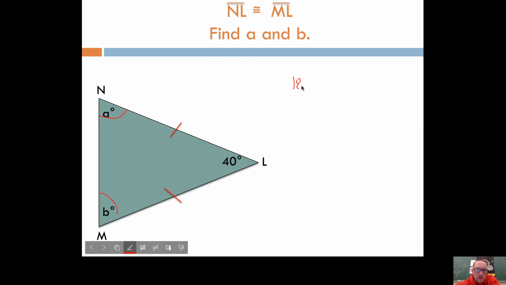So if you have 180 degrees total and your vertex angle is 40 degrees, that leaves you with 140 degrees. And both of these are the same. So you take that 140 and you split it equally. So again, this isn't high level math. This is stuff you can do in your head. I'm just writing it out so you can see it and hopefully realize that it is that easy. These two base angles are both 70 degrees.